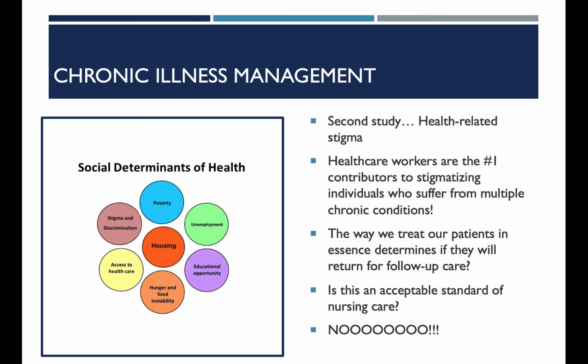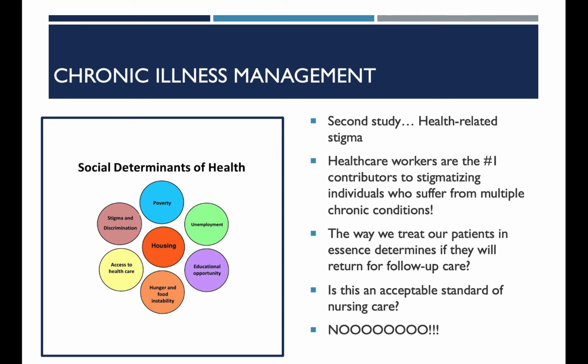One of the most shocking things that I found in exploring the literature, and doing my own research for a study I have done most recently, is that, hold on to your hat, there's a certain type of stigma related to chronic illness management. It's called health-related stigma. Healthcare workers are the #1 contributors to stigmatizing individuals who suffer from multiple chronic conditions. That is the fancy word in the United States for a person who has 2 to 3 ongoing, concurrent chronic illnesses happening at the same time. So that's our person with heart disease, diabetes, COPD.